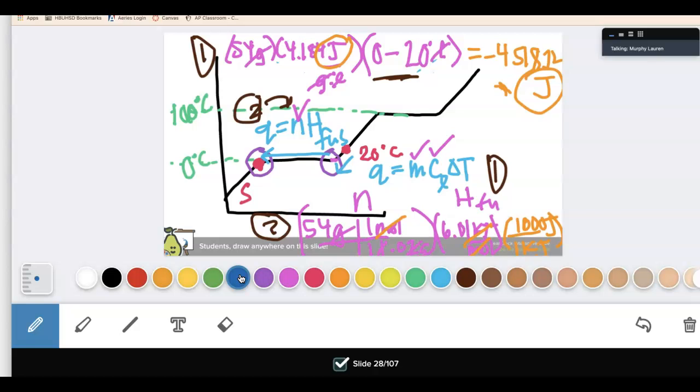So 54 divided by 18.02. This number comes out to be a very big number, 18,009.9889.